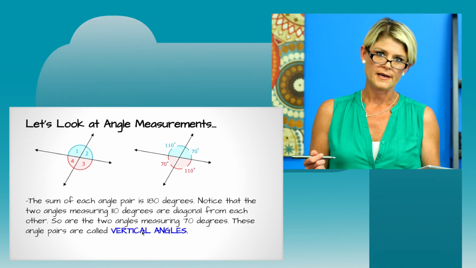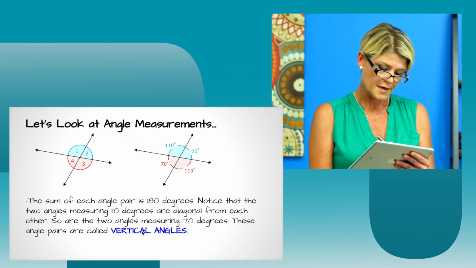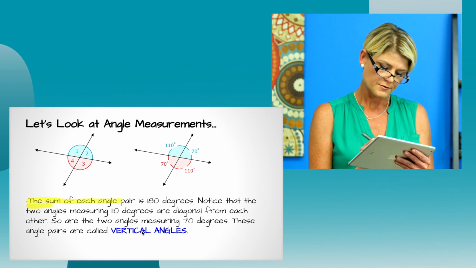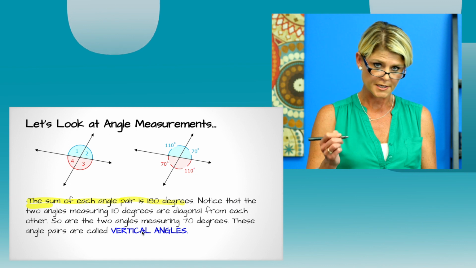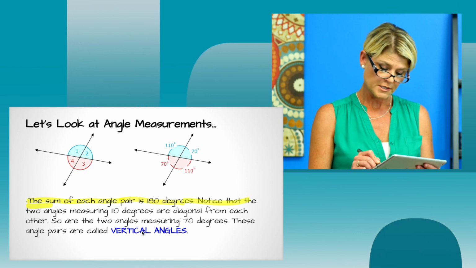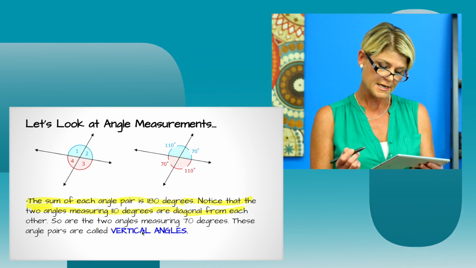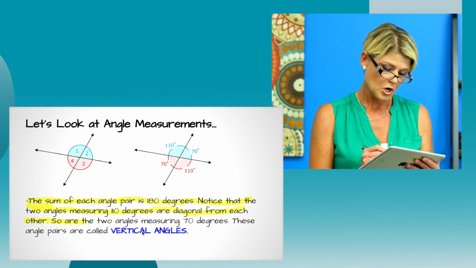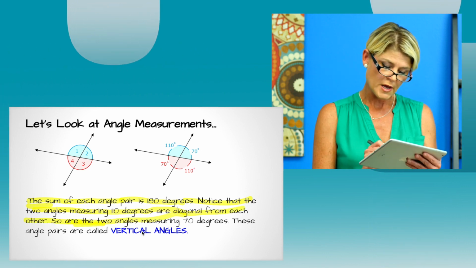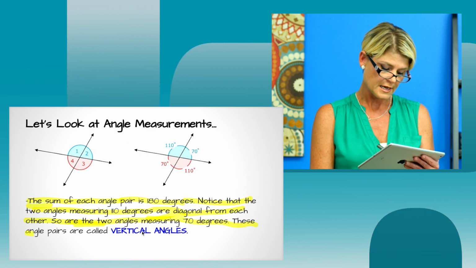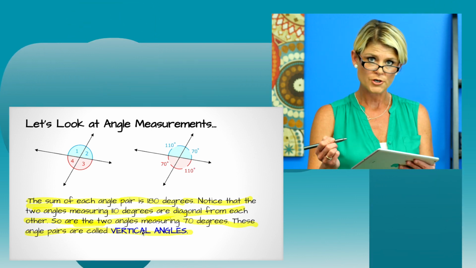Okay, let's look at angle measurements now. The sum of each angle pair is 180 degrees. Notice that the two angles measuring 110 degrees are diagonal from each other. So are the two angles measuring 70 degrees. These angle pairs are called vertical angles.